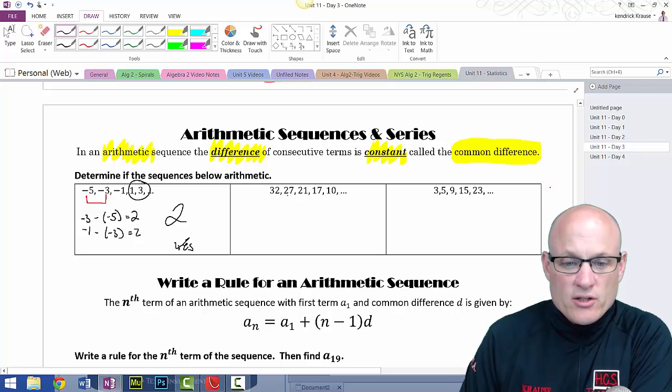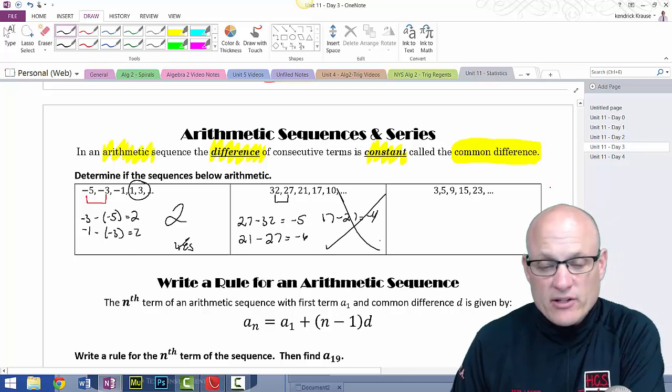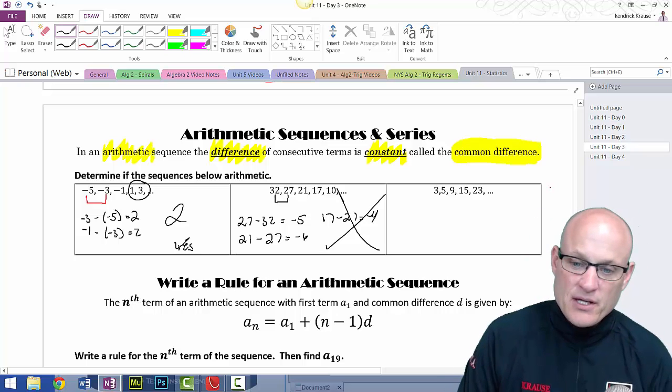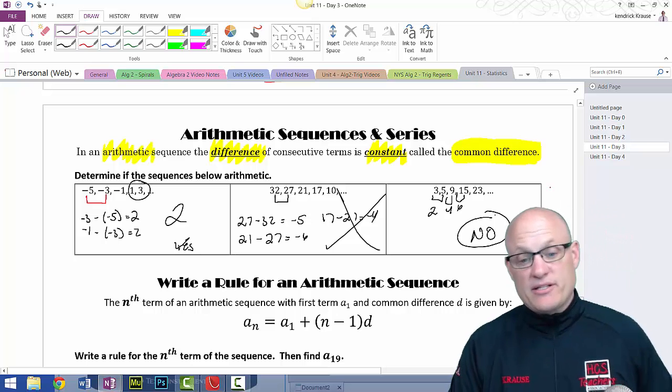Over here, 27 minus 32, well, that's negative 5. And then 21 minus 27, that's negative 6. And 17 minus 21, that's negative 4. This is not an arithmetic sequence because it doesn't have a common difference. If I subtract these, that's 2. If I subtract these, that's 4. If I subtract these, that's 6. No. So you're looking for a common difference.